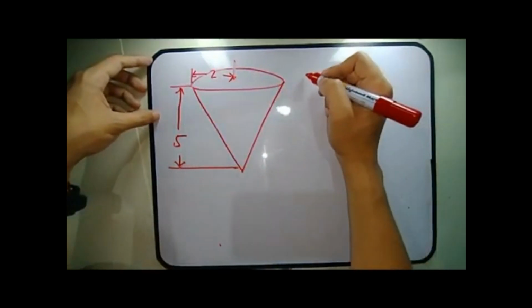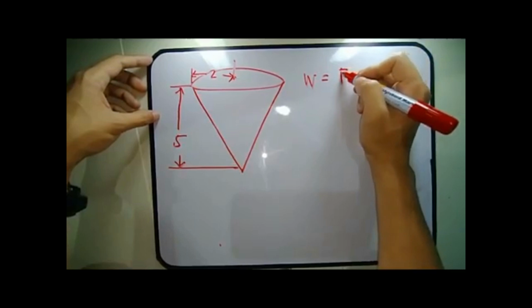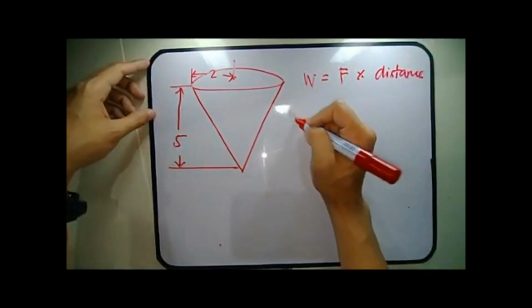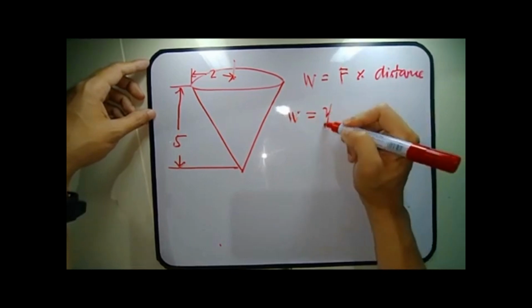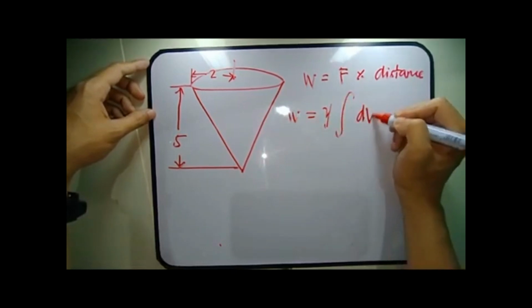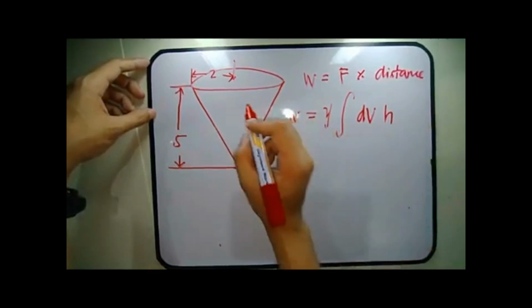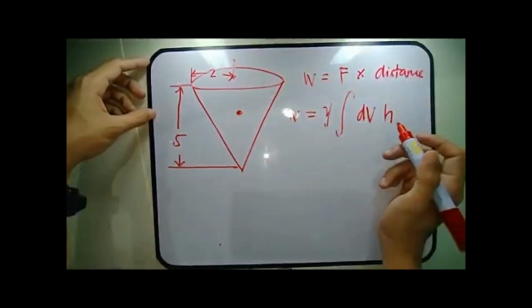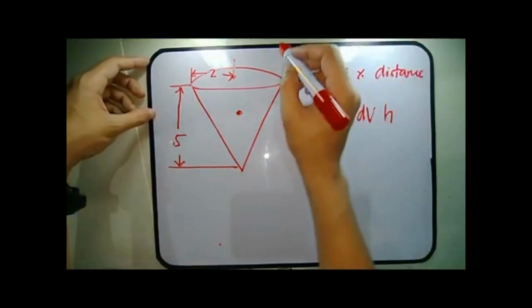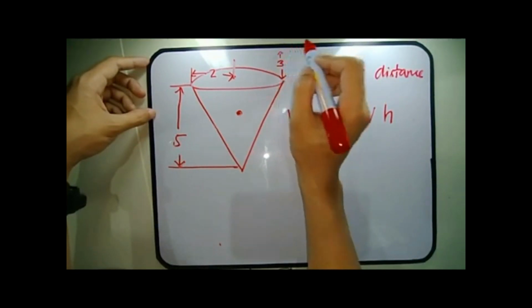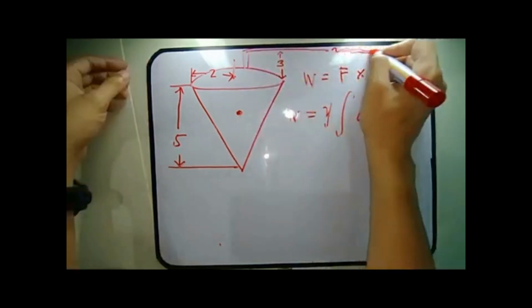So, of course, ang work natin, that will become force times the distance. So, work equals, so that is specific weight integral of differential of volume times height. Now, ang height natin, guys, is the distance from the centroid to where it should be pumped. So, yung height natin, height of pumping is, you have here 3 meters above the top of the tank. So, dito ang discharge niya.